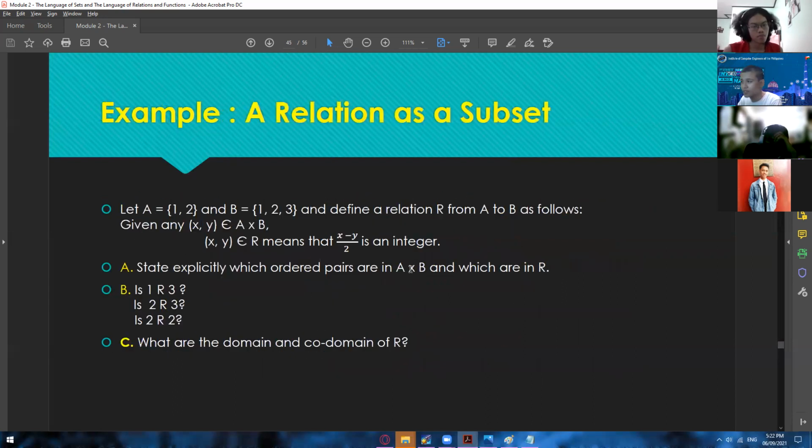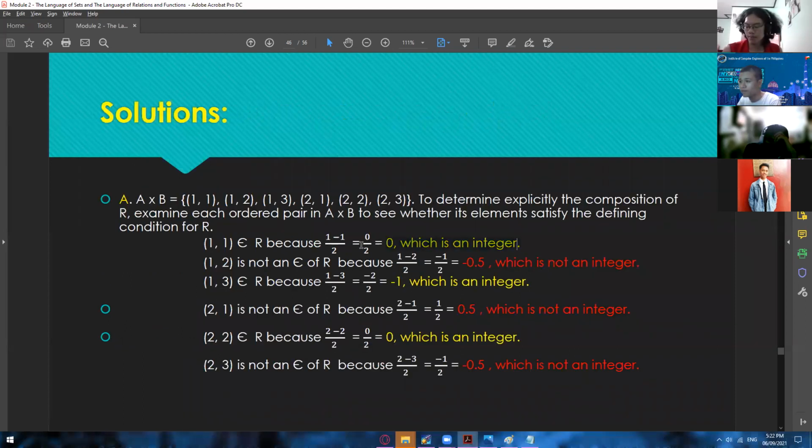So what is the question in letter A? State explicitly which ordered pairs are in A times B, which are in R, or which are in relation. We only have 3 relations: (1, 1), (1, 3), and (2, 2).